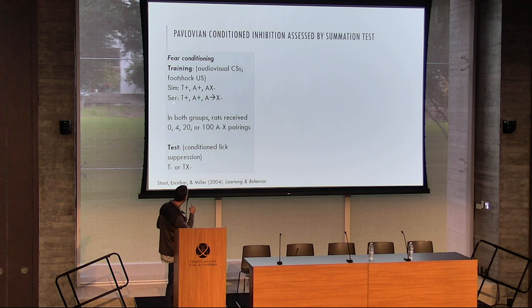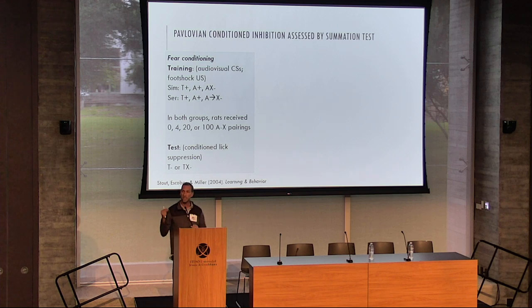And there, in part of this experiment, it's not really relevant to us, but it's part of the experiment, the AX relationship was either presented simultaneously, or A was presented followed by X, so serial presentation. So that's what SIM and SIR are, simultaneous and serial. But what's more relevant to what I want to talk about now is that in both groups of rats, there were subdivisions of groups: those that didn't receive any AX trials, so zero inhibitory trials, only 4 of these AX trials, 20 of those AX trials, or 100 AX trials, embedded in these sessions with these other two types of trials.